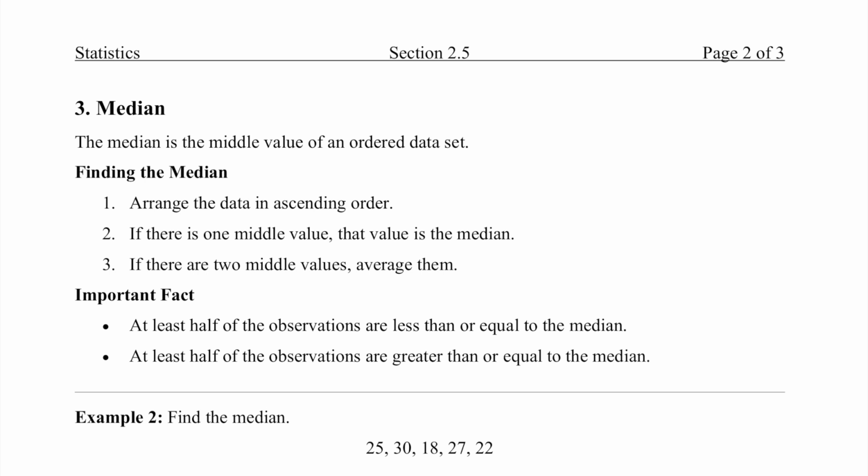The median is the middle value of an ordered data set. I want to emphasize one very important word in that definition: ordered. Before we can find the median, we must arrange the data from smallest to largest. If the data are not ordered, we cannot correctly identify the middle value. Now, let's look at our first example.